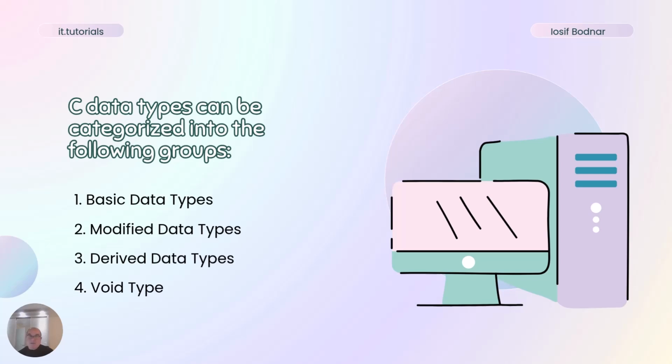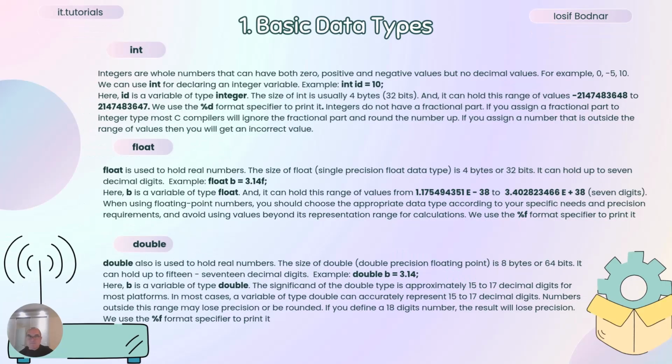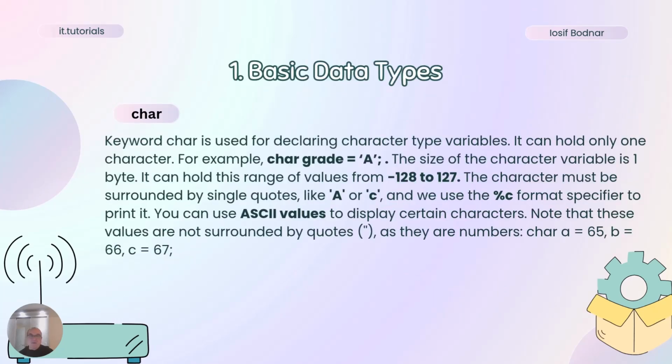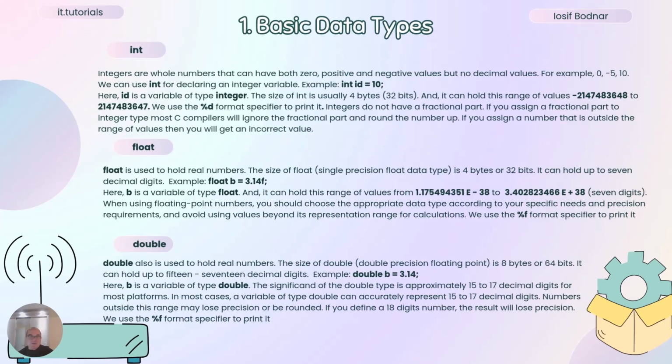C data types can be categorized into the following groups: basic data types, modified data types, derived data types, and void type. Today we are going to talk about basic data types. So these are basic data types: int, which refers to integers type; float, which can hold real numbers; double can hold also real numbers. We see later the differences between these two, float and double. And at the end we have this basic data type, char. So let's take each of them step by step.